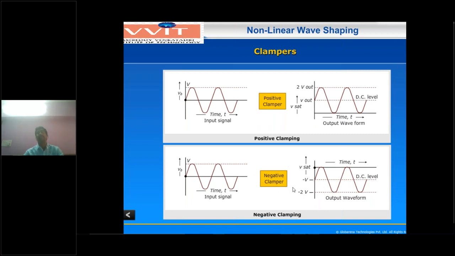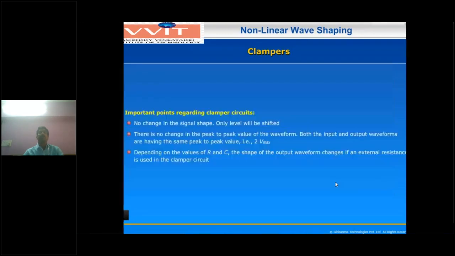Another name for this one is positive peak clamper. Why do you call it a positive peak clamper? Because the positive peak of the waveform is brought to the 0 volts line, below this one. That's why this is also called a negative clamper circuit. Now coming to the circuit, what are the main important points? No change in signal shape, and similarly the peak to peak value of the input and output waveform will be the same.